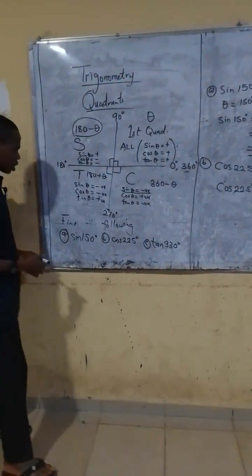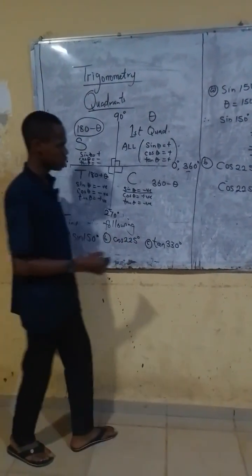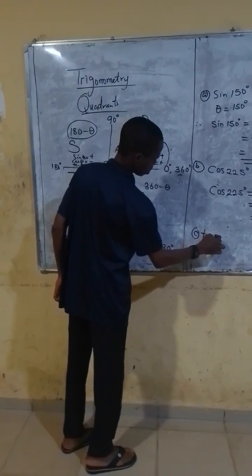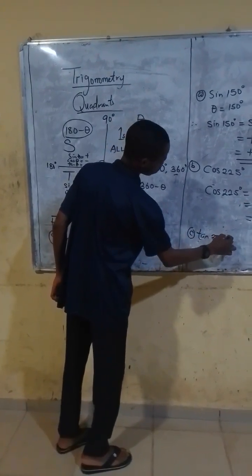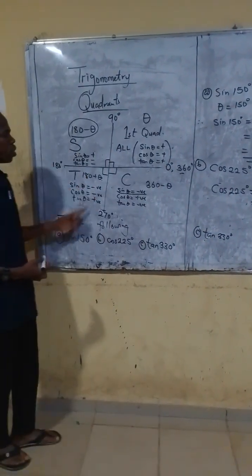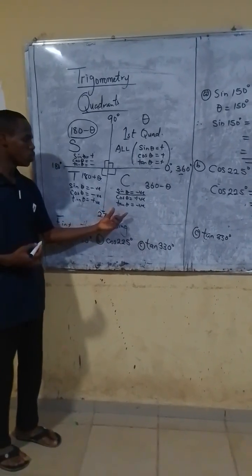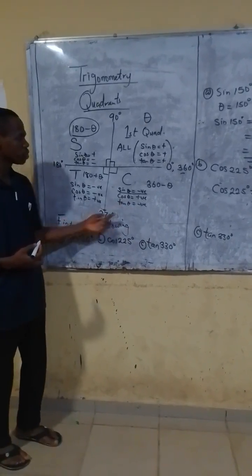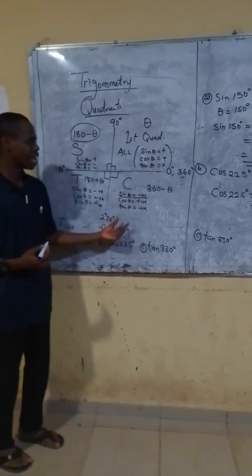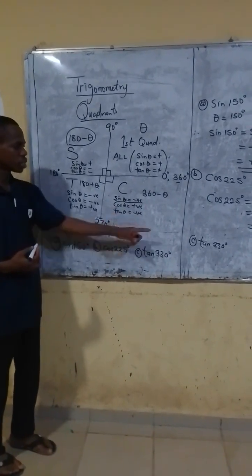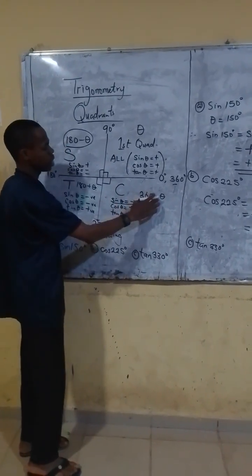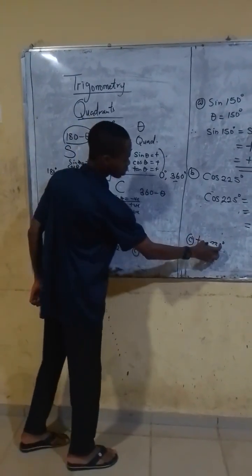And for the last one, we have C here, which is tan 330 degrees. So the same way we did with others, we are going to do that as well, which means that we are going to be using the fourth quadrant, because that's from 270 to 360, and that's where we can find 330 degrees. And what is the formula here? The formula here is 360 minus theta. Our theta here is 330.